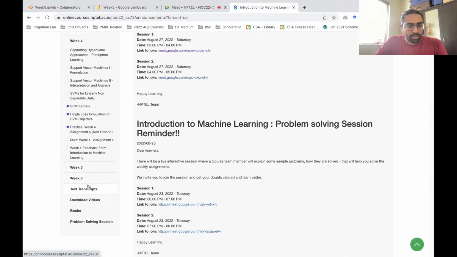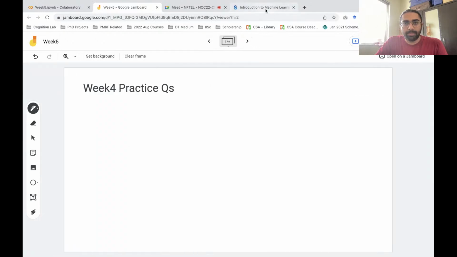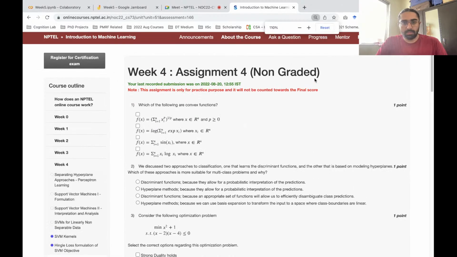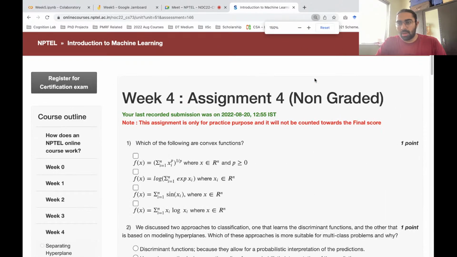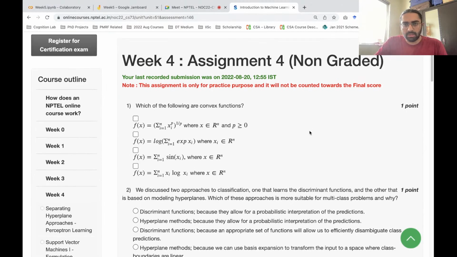So we start with week 4 practice questions. Is that okay? Can you guys see the question? Week 4 questions? Yes, we can see. Okay, good. All right. So the first question: which of the following are convex functions?